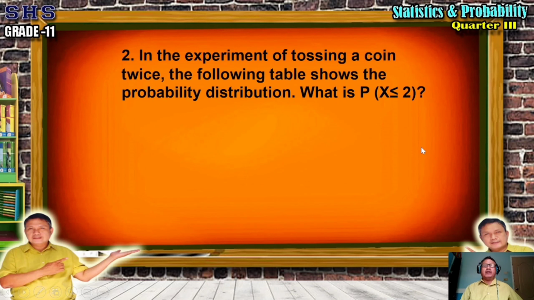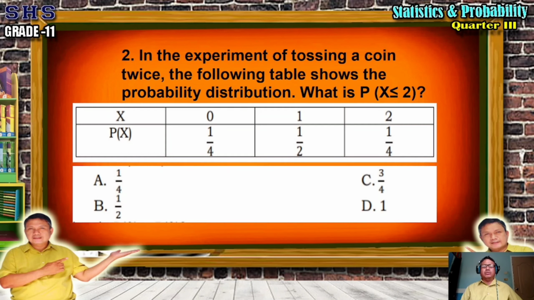In the experiment of tossing a coin twice, the following table shows the probability distribution. Here's the question. What is the probability of X is less than or equal to 2? Okay. Again, kasama si 2 at ano yung mga value na mas mababa pa kay 2? Di si 1 at saka si 0. So, ibig sabihin, lahat sila ay kukuhanin natin. So, ibig sabihin, i-add natin starting from 2 down to 0.